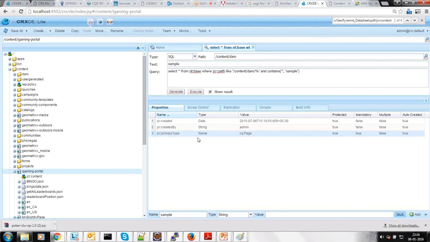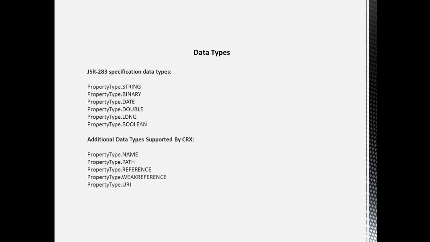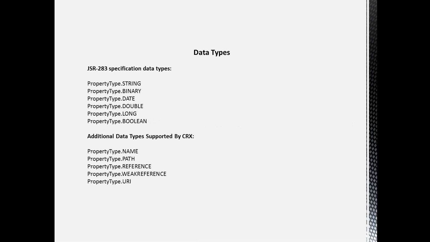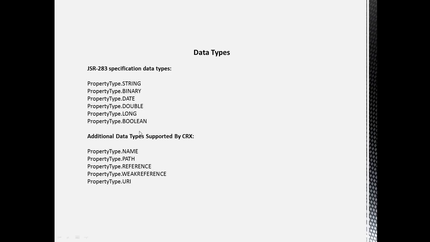Properties: you can go through this. I'll share this PPT. By reading it you can understand. I just explained everything about properties. Data types: what are all the data types in a JCR repository? Every property definitely belongs to some data type. This is the string data type, this is the name type, this is the date type. Likewise, these are the data types supported by CQ.